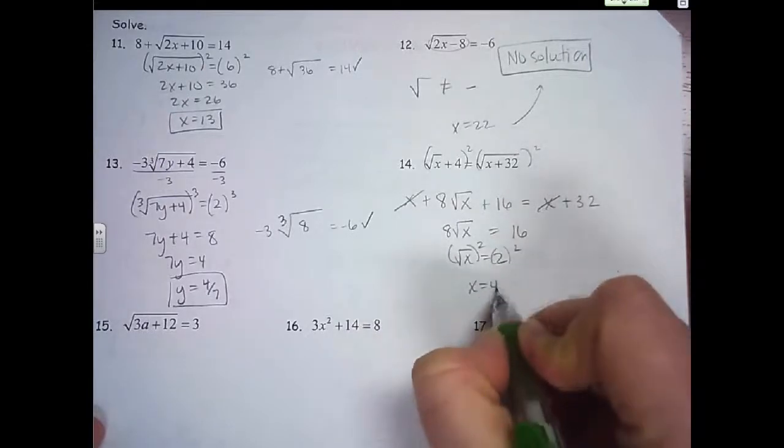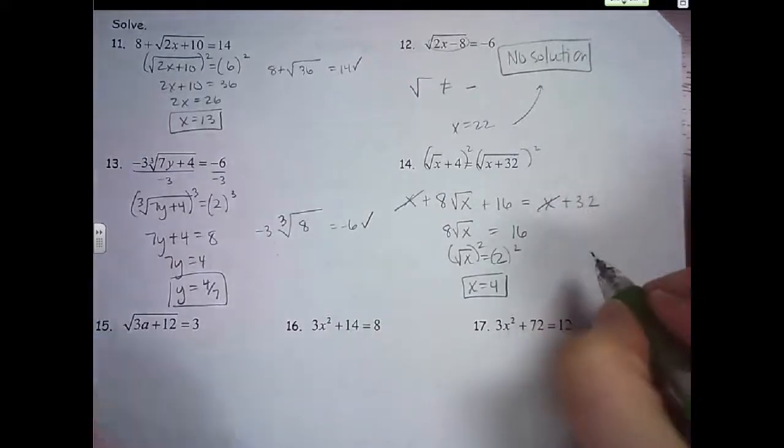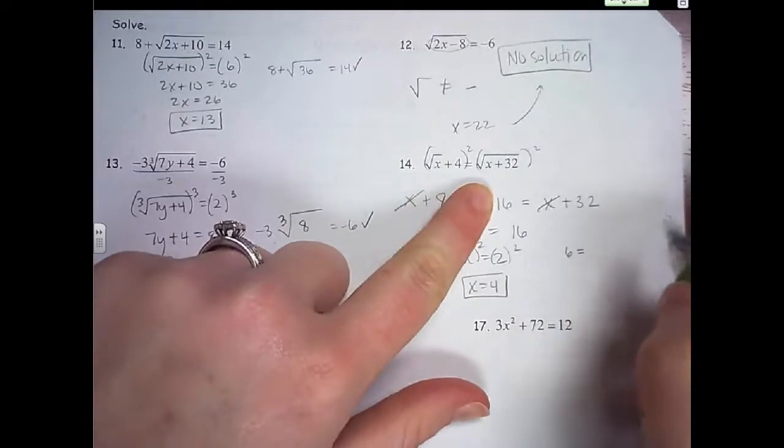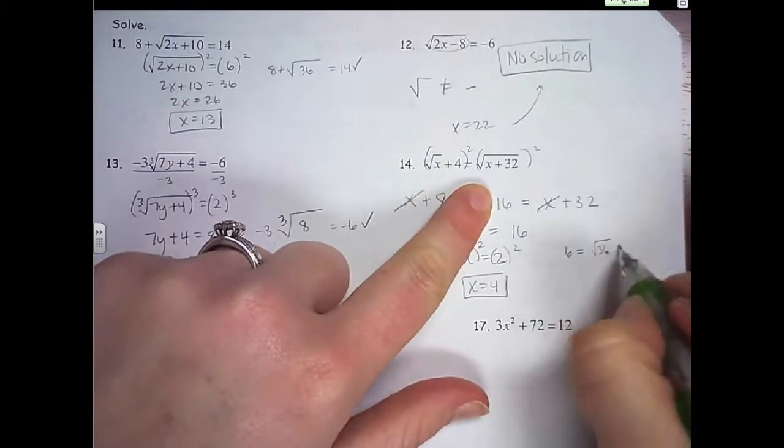So x equals 4. Let's check that. This would be square root of 4 is 2. 2 plus 4 is 6. And over here, 4 plus 32 is square root 36, which equals 6. So that works.